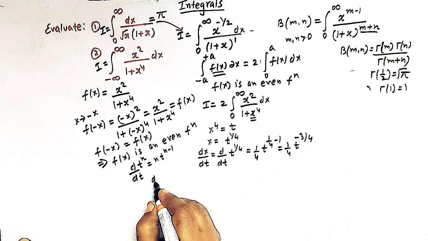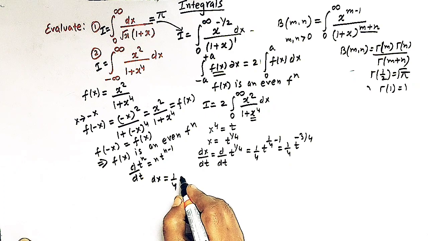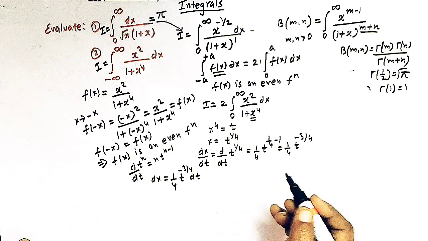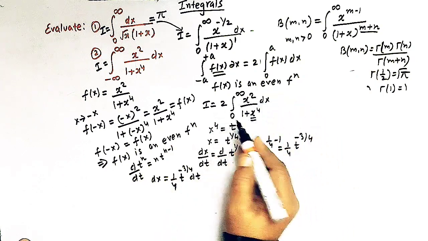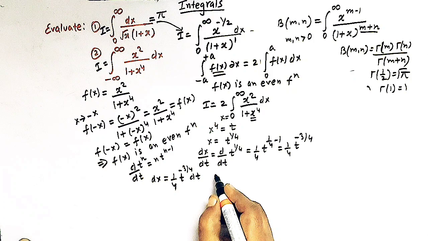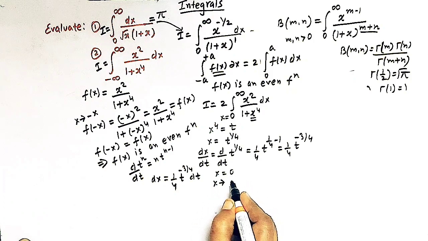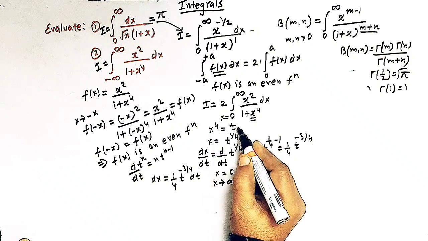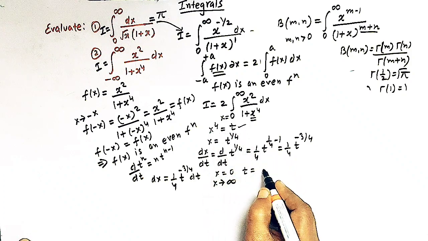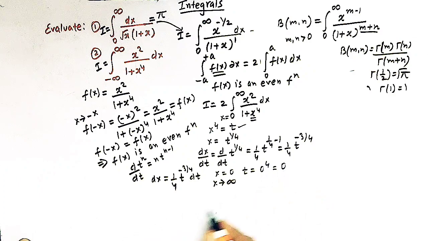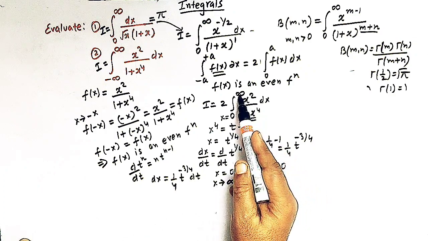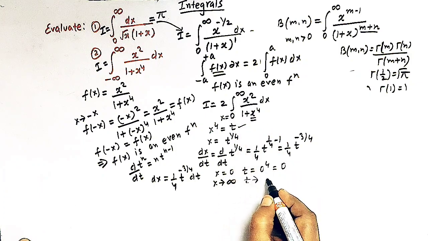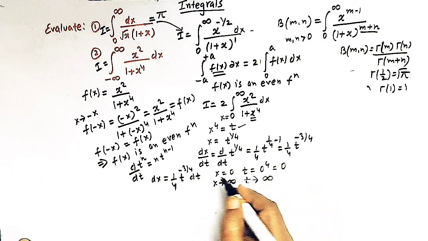So now we can write dx is equal to 1 by 4 t raised to minus 3 by 4 dt, right? Okay, now let us change the limits accordingly. So here x varies from 0 to infinity. So when x is 0, then the value of t can be obtained from this expression. So t is 0 raised to 4, that is simply 0. And when x tends to infinity, which is our upper limit, t also tends to infinity. So the limits remain the same.